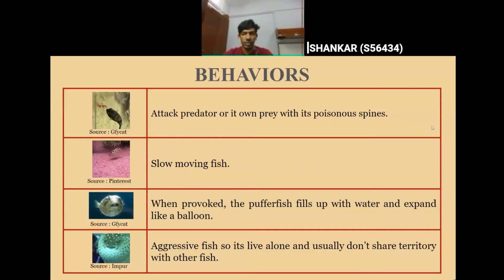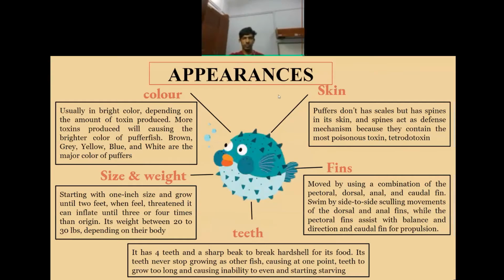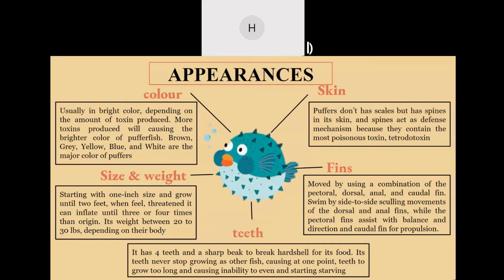For the appearance, usually the pufferfish has bright colors on its skin, such as gray, yellow, blue, and white. It will depend on the amount of toxin produced. The more toxin produced will affect the color of its skin.